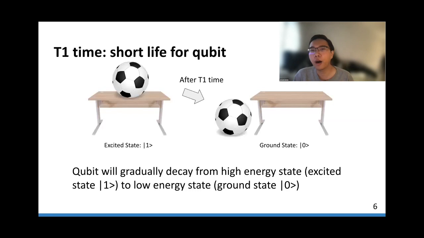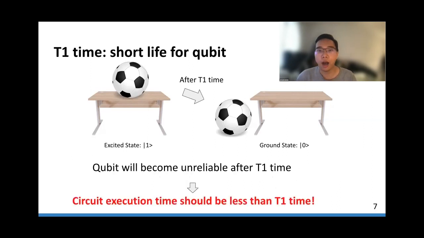As you can imagine, the football on the desk is not stable, since it has relatively high energy. It will gradually fall down to the ground by nature. So in a quantum computer, it means the qubit has a short life. It will gradually decay from a high energy state, which is the excited state, the 1 state, to the low energy state, which is the ground state, the 0 state. The average time for this decay to happen is called T1 time. In other words, a qubit will become unreliable after T1 time. So the quantum circuit execution time should be less than T1, otherwise the results will become unreliable due to decay.